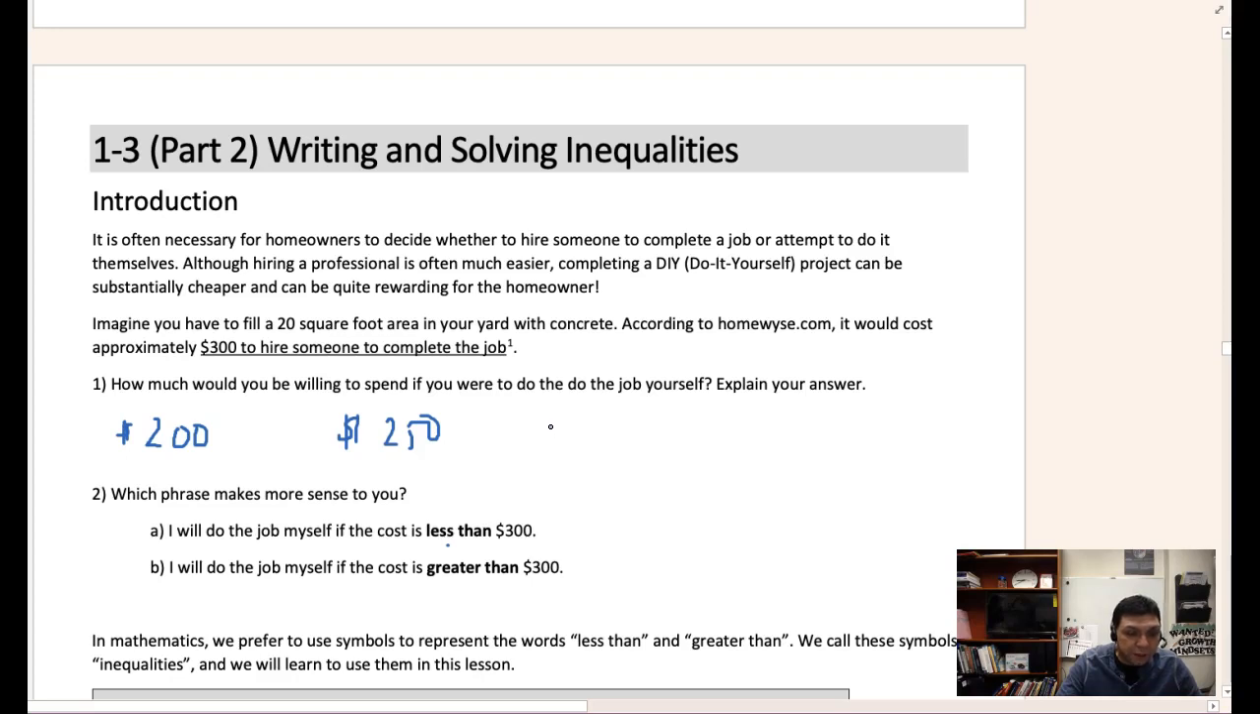If it costs $275, I may do it myself for sure. If it was $100, I would do it myself. So which phrase in this scenario makes more sense? I would do the job myself if it costs less, if it costs less than $300. If it's greater than that, then I'm going to let them do it, of course, right?